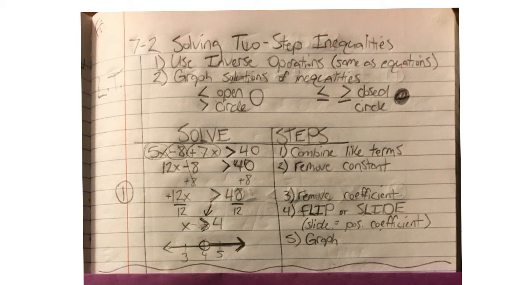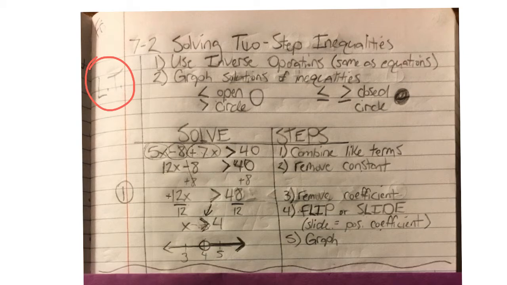So go ahead and set up your Cornell notes. Again, it's 7-2, solving two-step inequalities. Our learning target today is going to be use inverse operations, which is exactly what we did with equations, in order to solve our inequalities. And again, just like equations, we get rid of the constant, then we get rid of the coefficient. And then our second step here is we're going to be able to graph the solutions of inequalities.